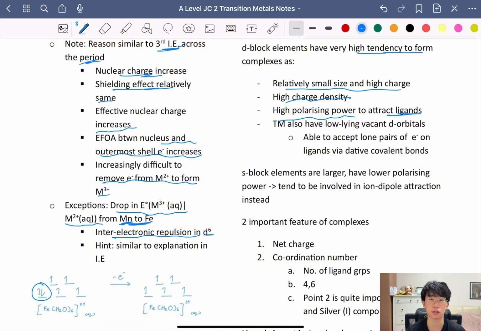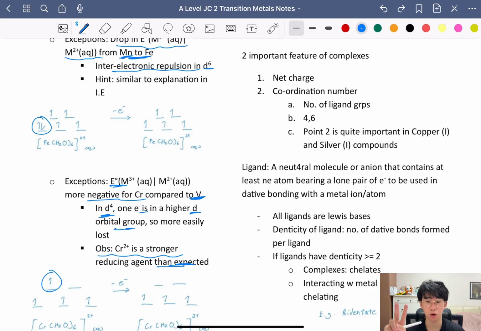And this is also because transition metals tend to have low-lying d vacant orbitals, and they are able to accept lone pairs of electrons from other ligands via this dative bonding. S block elements, however, are larger and have lower polarizing power, so they tend to be more involved in ion-dipole interactions compared to dative bonds. There are two important features of complexes. One is the net charge, and two is the coordination number. So coordination number is defined by the number of ligand groups, and these tend to generally be 4 or 6.